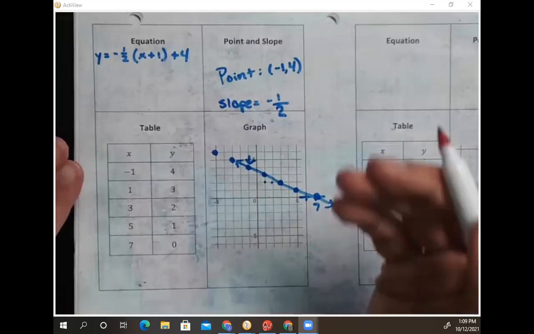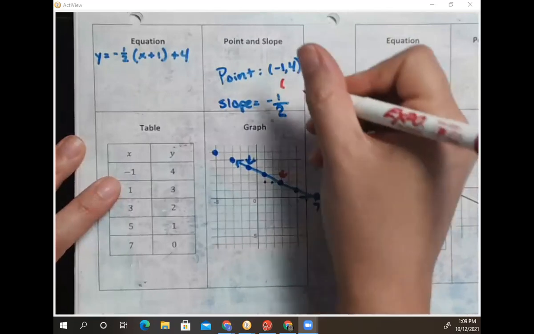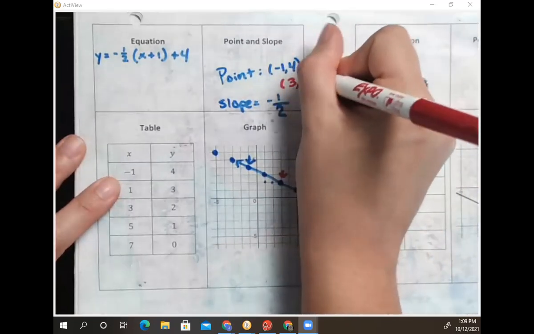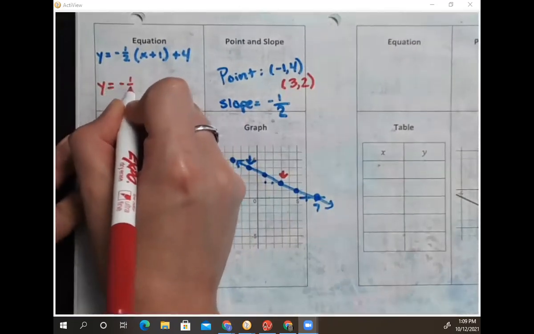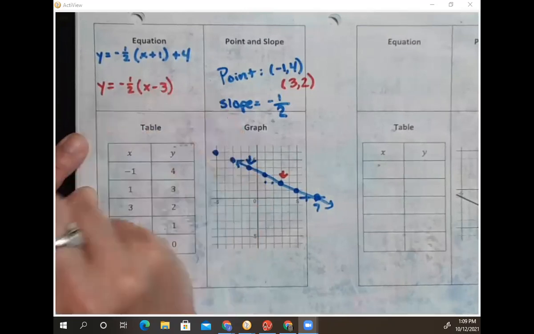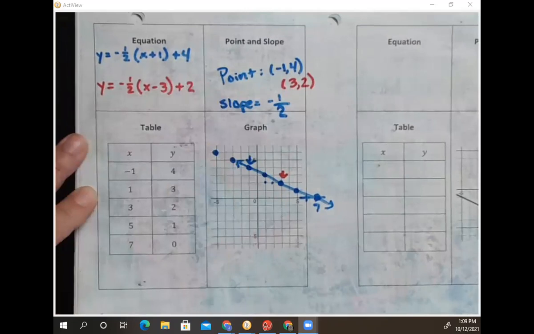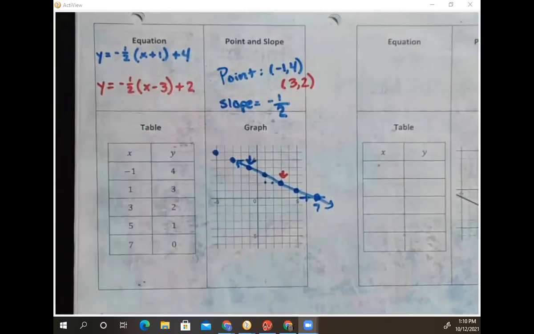If I wanted to choose a different point, let's say I picked this point instead, that's 3, 2. I could write an equation based on that point as well. Same slope, but this time I would have x minus 3 plus 2. Different equation because I based it on a different point. Both of these describe the same line. Does that make sense? Okay, questions for me.